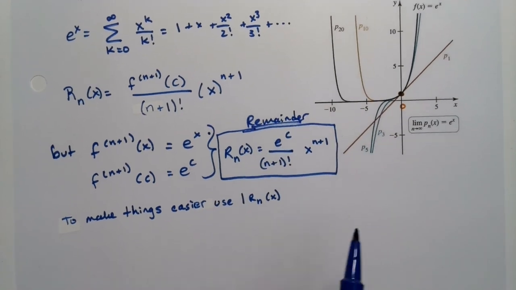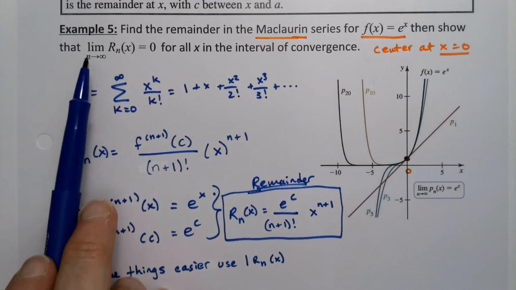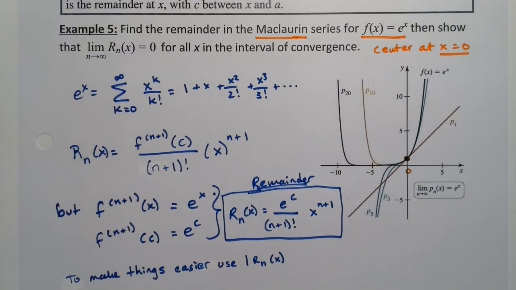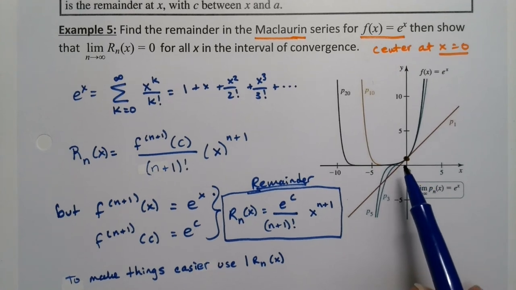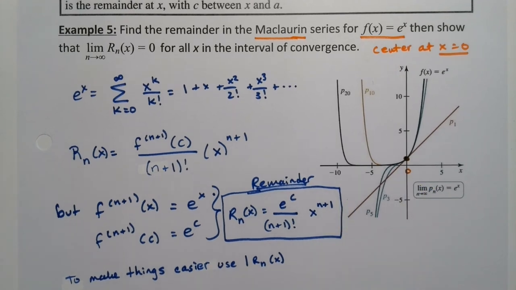And so then show that that remainder has a limit that's 0. So what that's saying is that once you're in your interval of convergence, that remainder has to go to 0 as n goes to infinity. Let me show you on the graph.